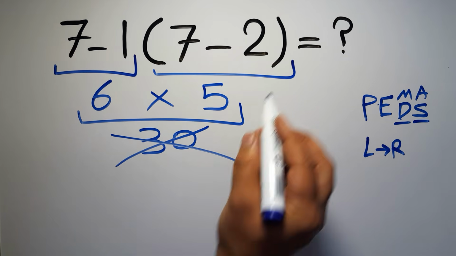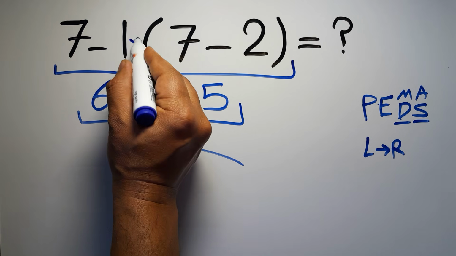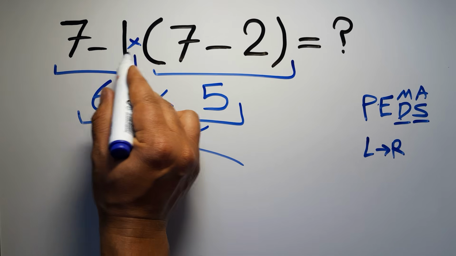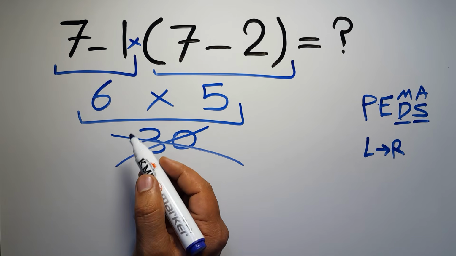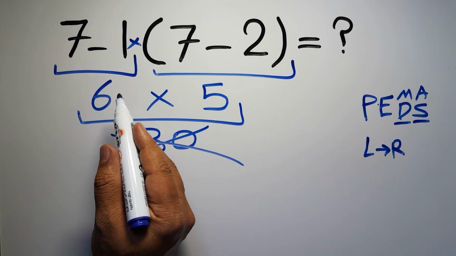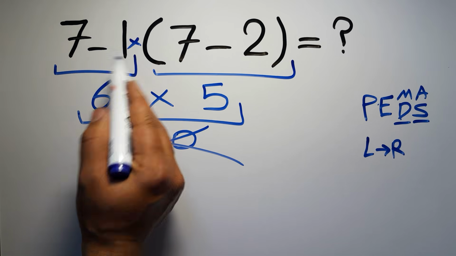In this expression, we have one subtraction, one multiplication, and one parenthesis. Inside this parenthesis, we have one subtraction. Here we have a multiplication, because in mathematics when a number is placed next to parentheses, it means multiplication, and we usually don't write the multiplication sign for brevity.